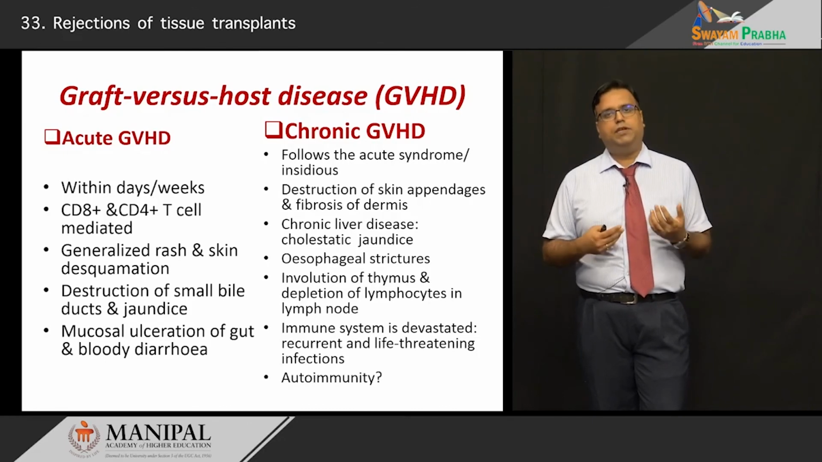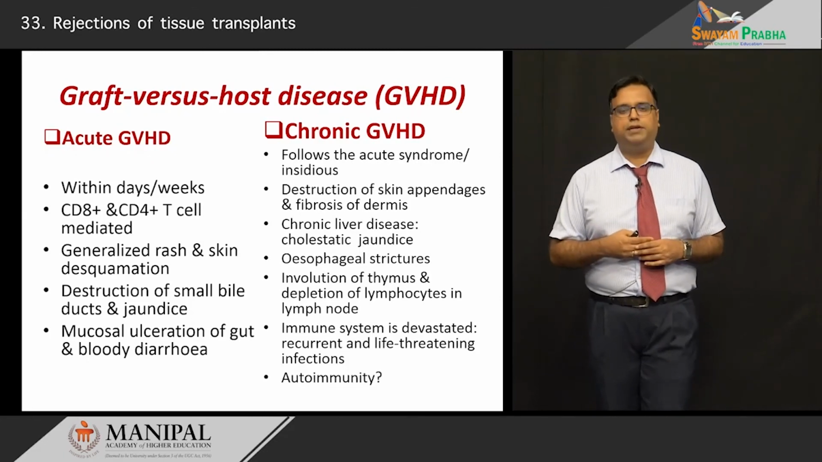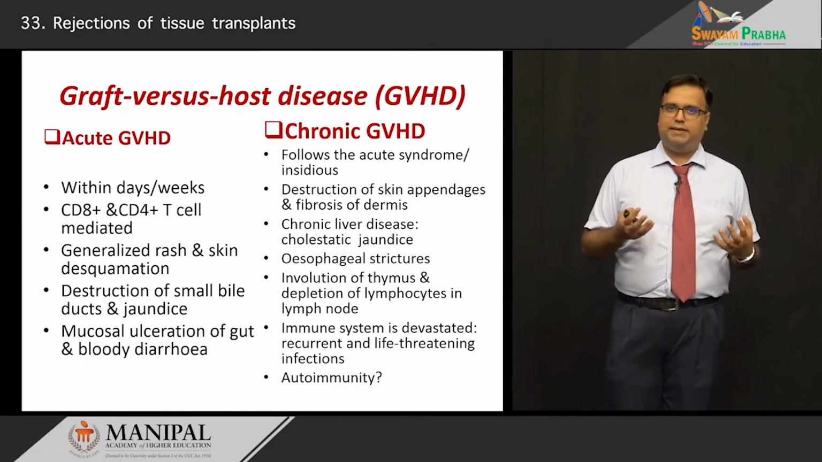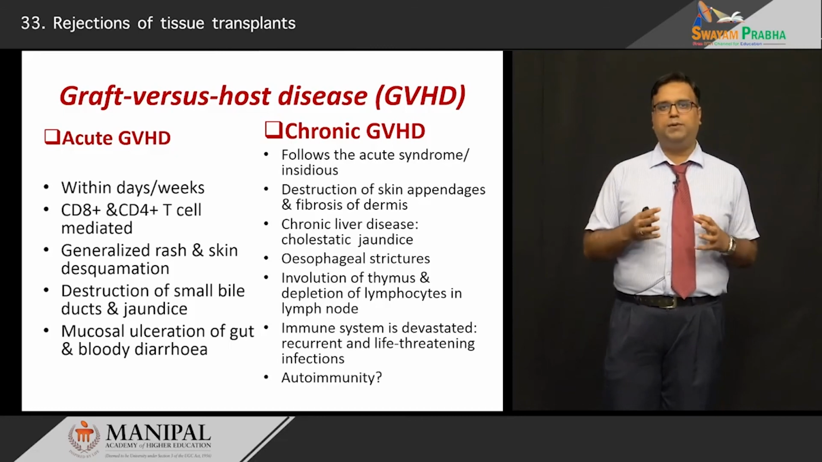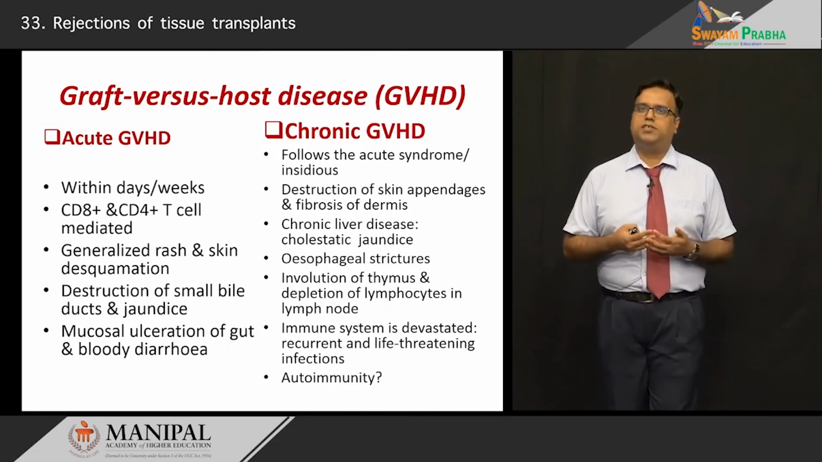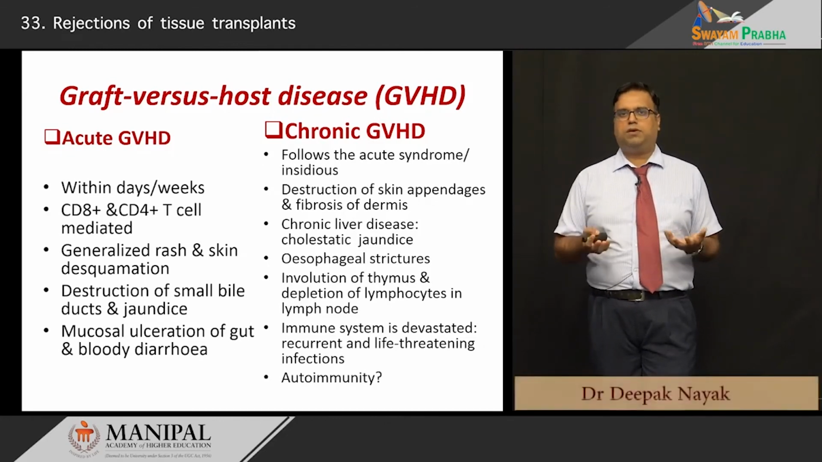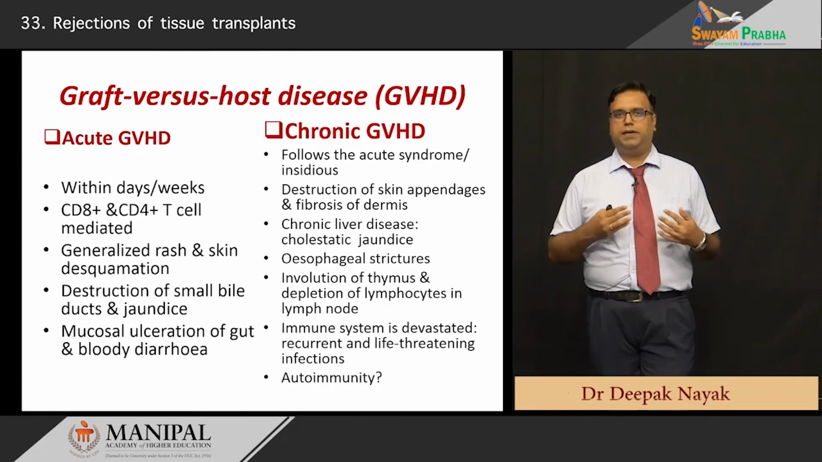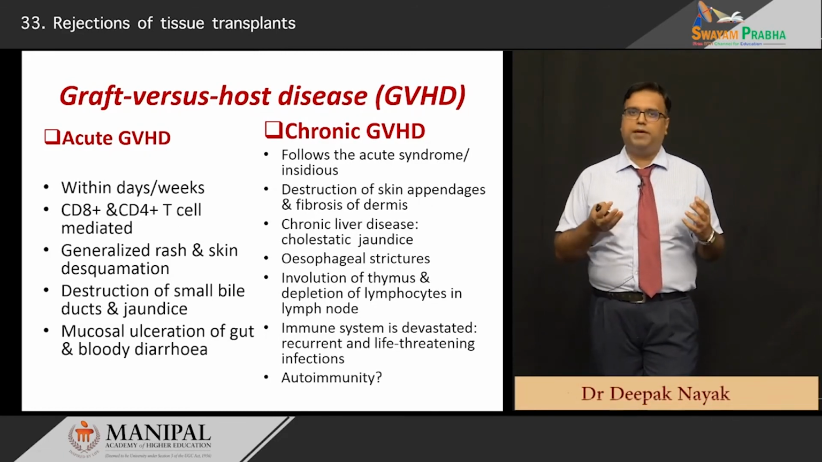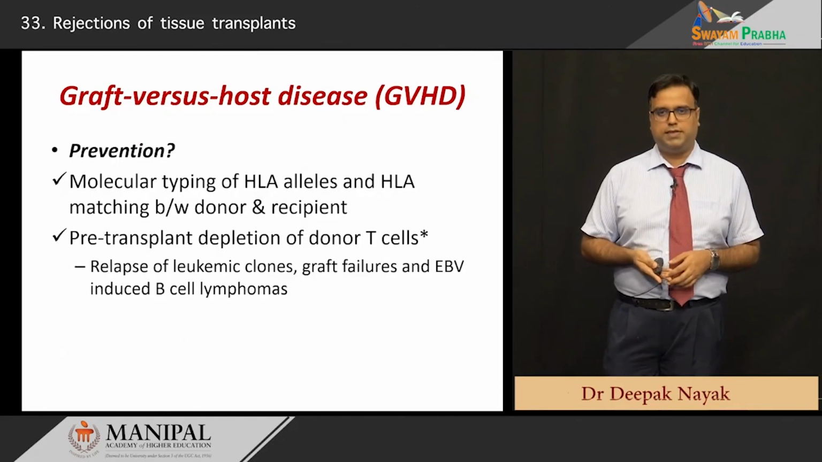It can result in involution of the thymus, especially in the younger age group, and depletion of a lot of lymphocytes even within the lymphoid system. So basically the net result of all of this is that your immune system is completely devastated, resulting in very recurrent infections. More often than not, they are life-threatening. There is also a concept of autoimmunity here which is being debated in the literature. You can look up and read about this quite interesting facet of graft versus host disease.